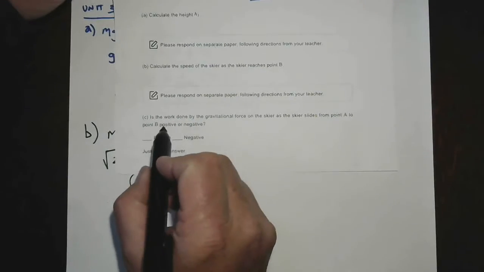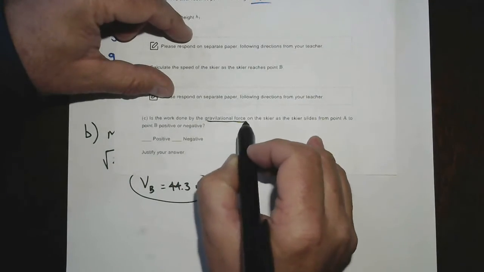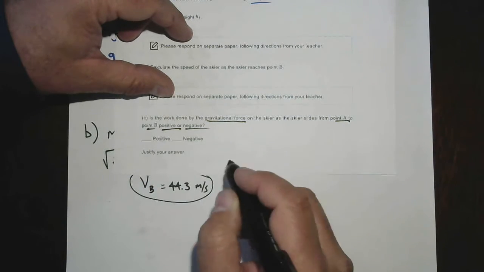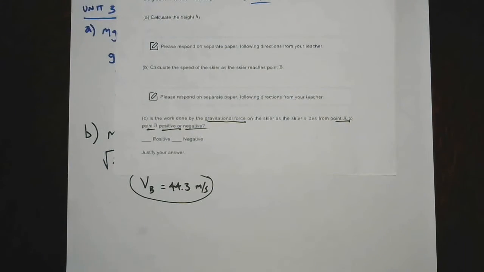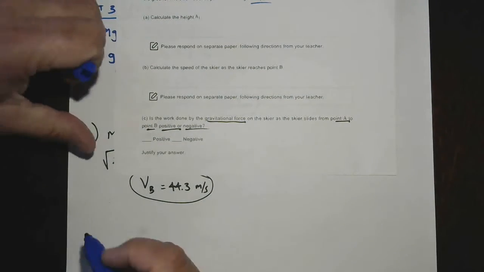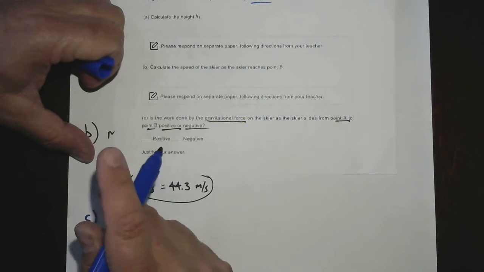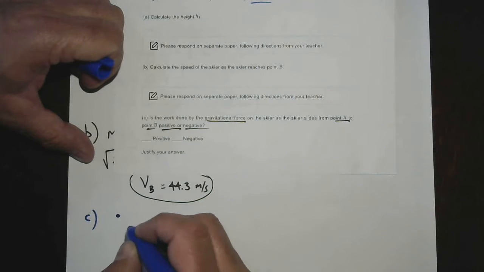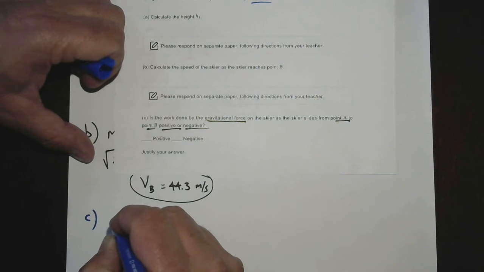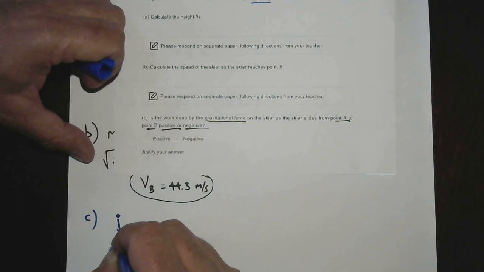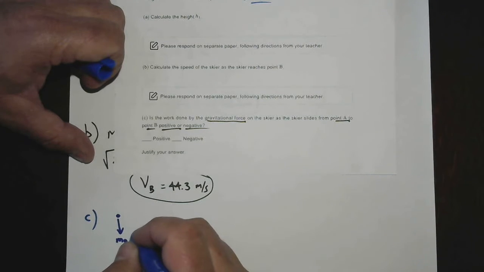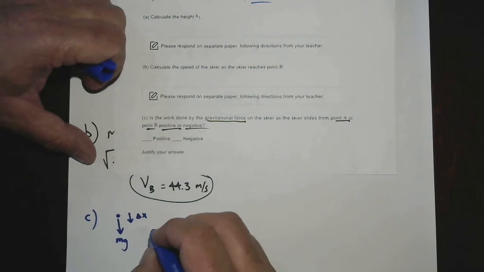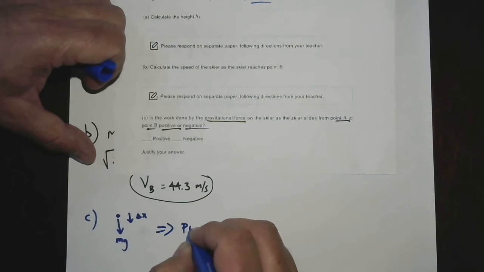Part C. Is the work done by the gravitational force on the skier as the skier slides from point A to point B positive or negative? And justify your answer. Okay, so we need to talk about the work done. The positiveness and negativeness of work done has to do with the alignment between the force and the displacement. At any point, the gravitational force, the skier's weight, is largely down, and the displacement is also going to be downwards. Those are in alignment, so we're going to have positive work done.